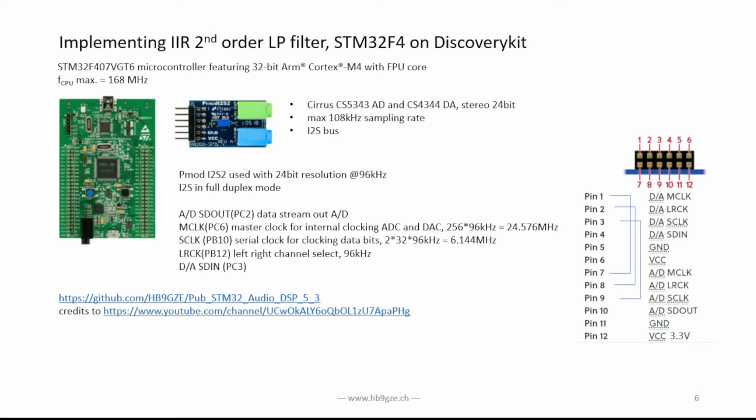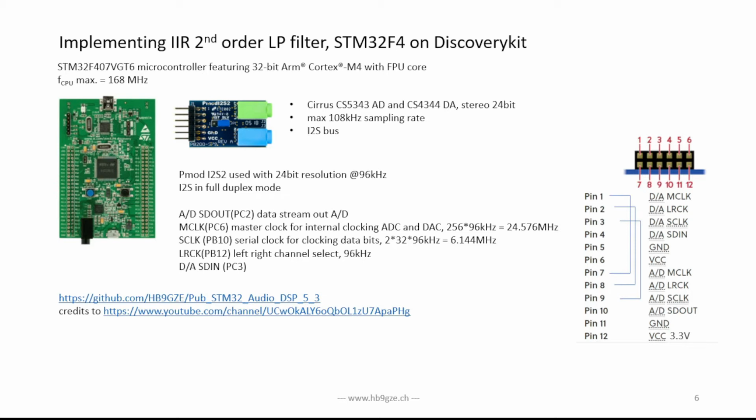I'm using an external device, an external module, the PMOD I2S2, and this PMOD I2S2 has 2 Cirrus chips on them. One is an analog to digital converter and one is a digital to analog converter, and it has a stereo input, a stereo output, true 24-bit with a maximum 108 kilohertz sampling rate. And so this is a module that is performing very well for audio hi-fi data processing.